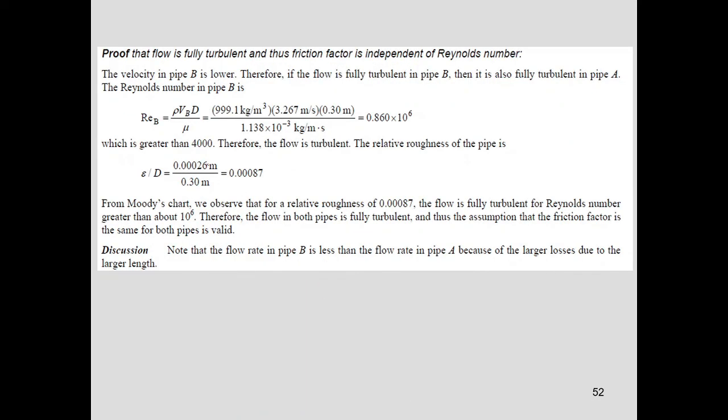Okay, we need the Reynolds number for pipe B. Pipe B is much smaller. Just put your information here, and you get that for pipe B the Reynolds number is 0.86 times 10^4, which is still greater than 4000. So you can get the relative roughness of the pipe, 0.0086. You know the Reynolds number and you know epsilon over D, so then you can use the Moody diagram to get F and everything.